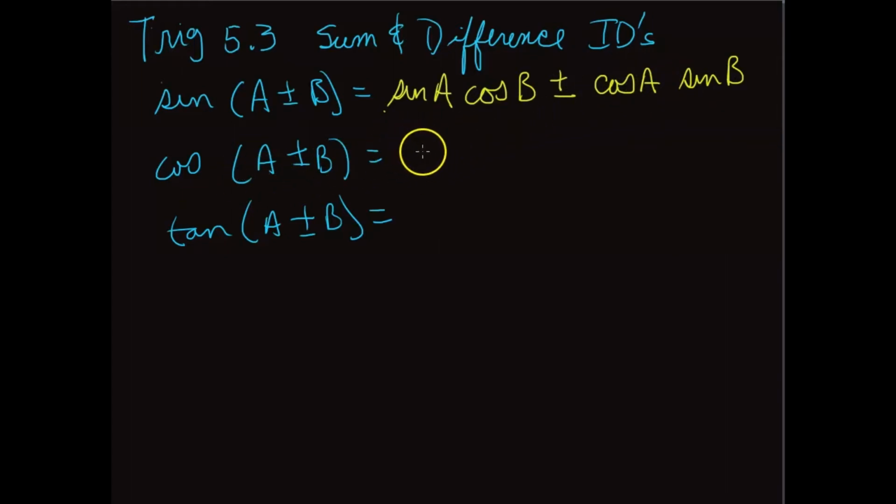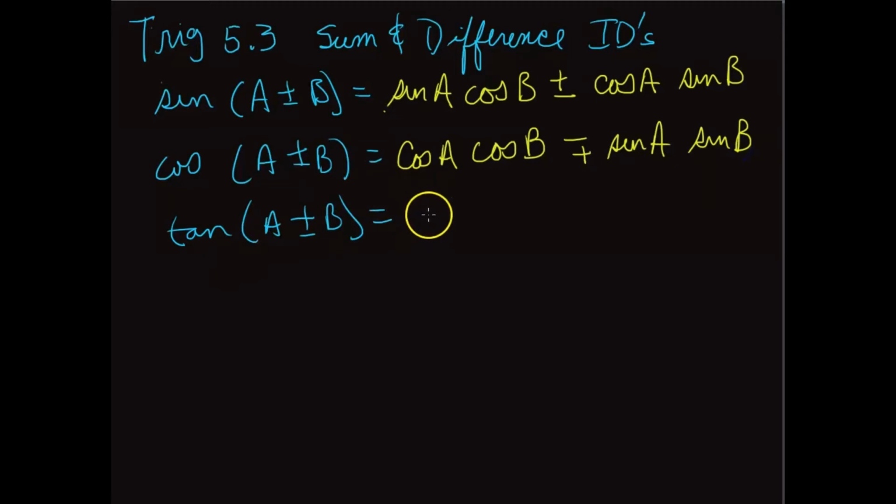The cosine of A plus or minus B is the cosine of the first times the cosine of the second, minus plus. That's important. If you put plus or minus, you'll lose a point, because when it's positive here, it's negative there. When it's subtraction, here it's addition. And then the sine of A times the sine of B.